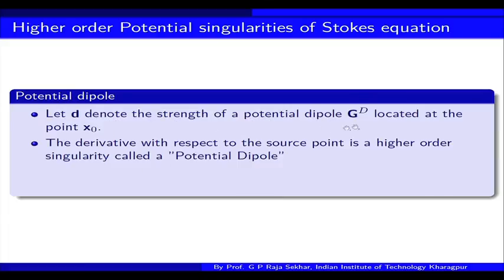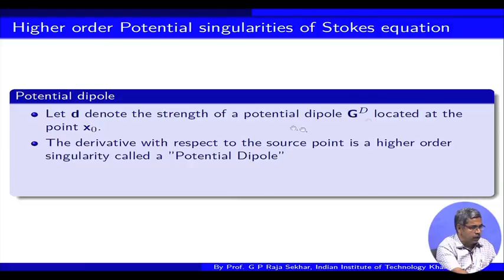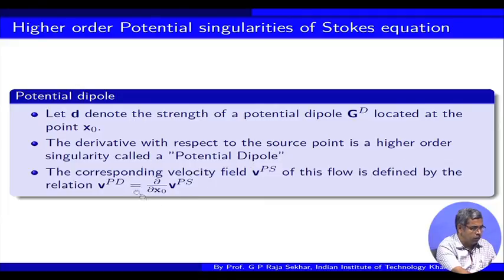Suppose we consider a potential derivative with respect to source point is a higher order singularity, that is called a potential dipole. Okay. So, if d denotes the strength of a potential dipole located at a point x naught, then the derivative with respect to point source is a higher order singularity, it is called a potential dipole. Okay. So, which means we have the corresponding V s.